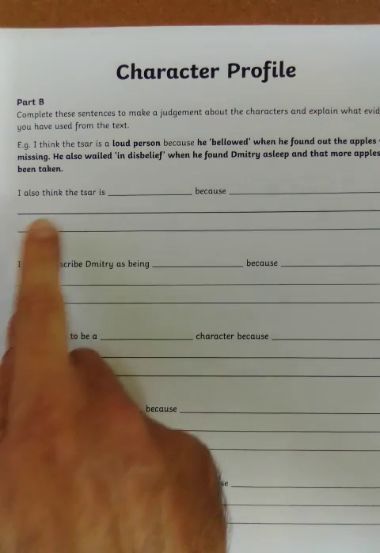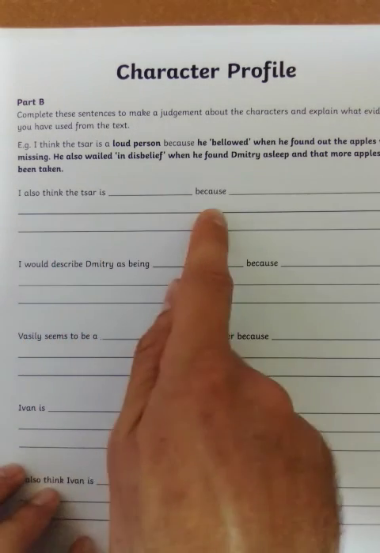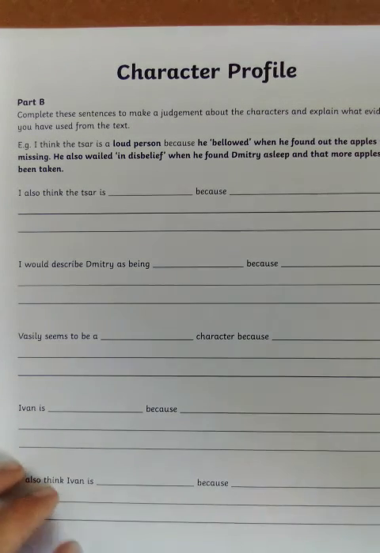Okay. Once you've created his character profile, you're then going to complete sentences to make judgments about the characters, and you're going to explain what evidence you've used from the text. So it will say, I also think the Tsar is blank because blank. They've given you an example here.